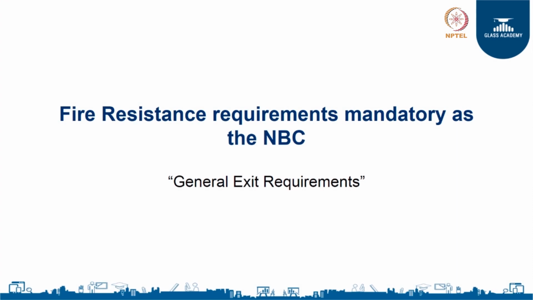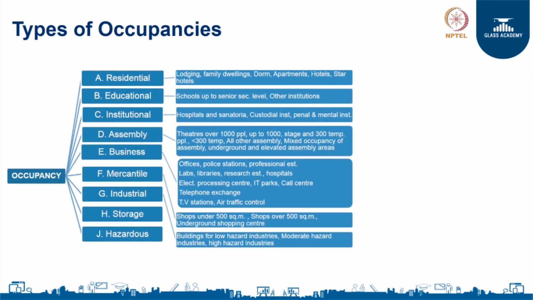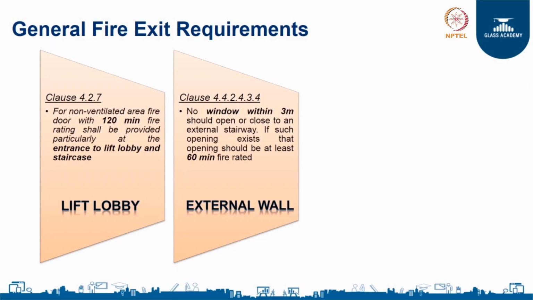First, I will take you through the fire resistance requirements which are mandatory as per the NBC for general exit areas. These are mandatory requirements which apply to all fire exits or general exits in any area of occupancy. We will try to cover most of these occupancies, but I will focus on some core areas mentioned in the National Building Code. For the lift lobby of any building, as per the National Building Code, and I have the clause number written there, it is clearly mentioned that for a non-ventilated area, a fire door of 120-minute fire resistance shall be used.